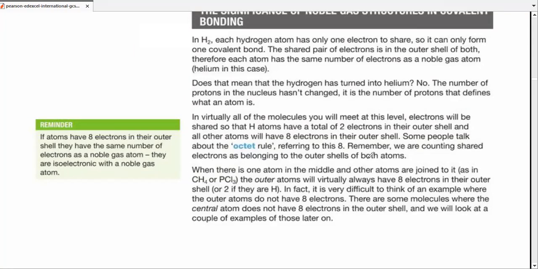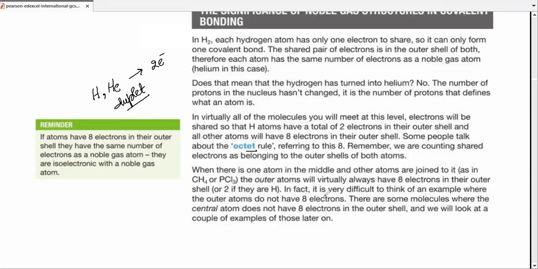Remember, neon. Now, if there is one atom in the middle and other atoms are joined to it, as in CH4 or PCl3, the outer atoms will virtually always have 8 electrons in their outermost shell, or 2 if they're hydrogen, because in that case, we're not talking about the octet rule. Actually, in the case of hydrogen or helium, what we talk about is the duplet rule. The rule for 8 electrons in the outermost shell is the octet rule. The rule for 2 electrons in an outermost shell, which only goes for the elements of the first period of the periodic table, is the duplet rule.